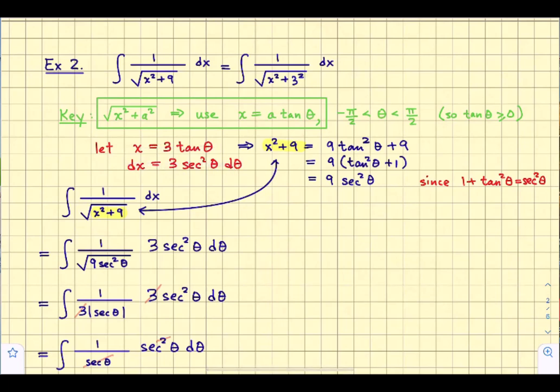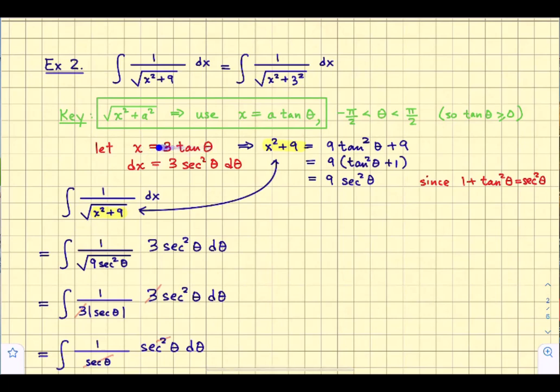Then dx is 3 secant squared theta d theta. We know looking at this integrand, we need to replace the x squared plus 9, not just x squared, but x squared plus 9. So we can either compute it later or we can compute it now. I like to compute it right now, but I am peeking ahead at this.